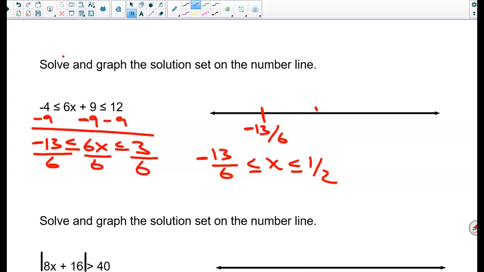Negative 13 over 6, I always like to have a 0 on the number line. And then 1/2 right here. Since it's less than or equal to, we close the dot. We connect the two dots.